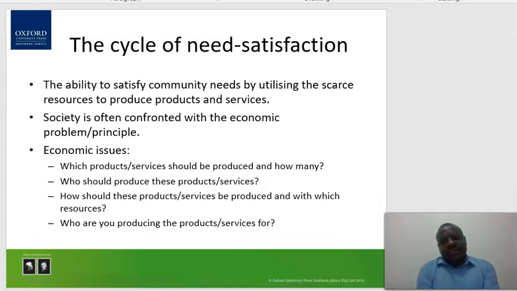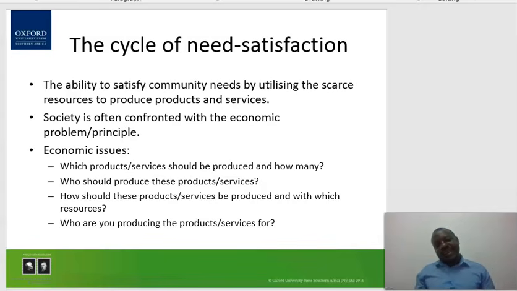So we'll also look at the cycle of need satisfaction. The ability to satisfy community needs by utilizing scarce resources to produce products and services. Society is often confronted with the economic problem or the economic principle. The economic principle basically refers to how we can use the limited resources to satisfy the unlimited needs that people have.